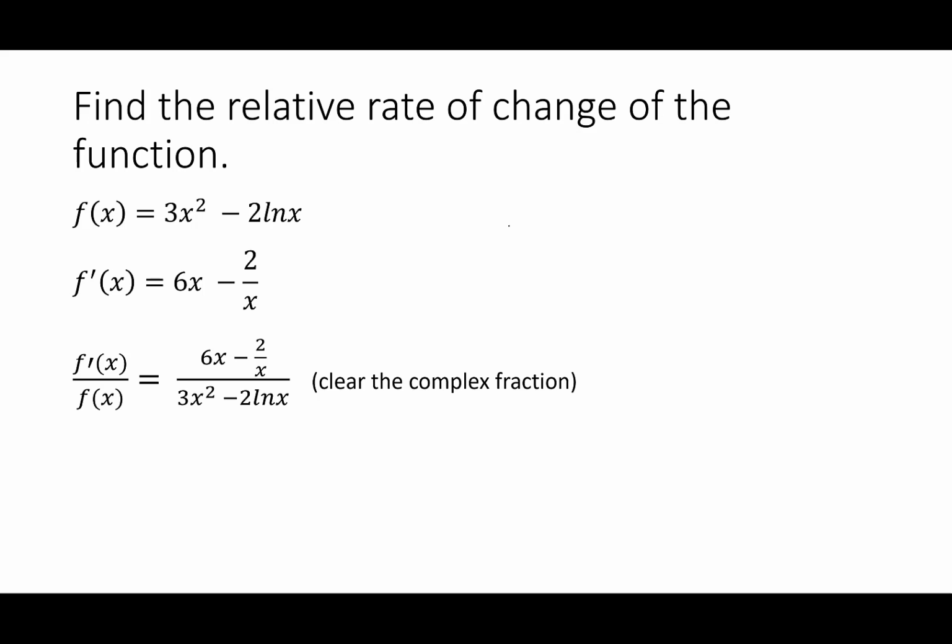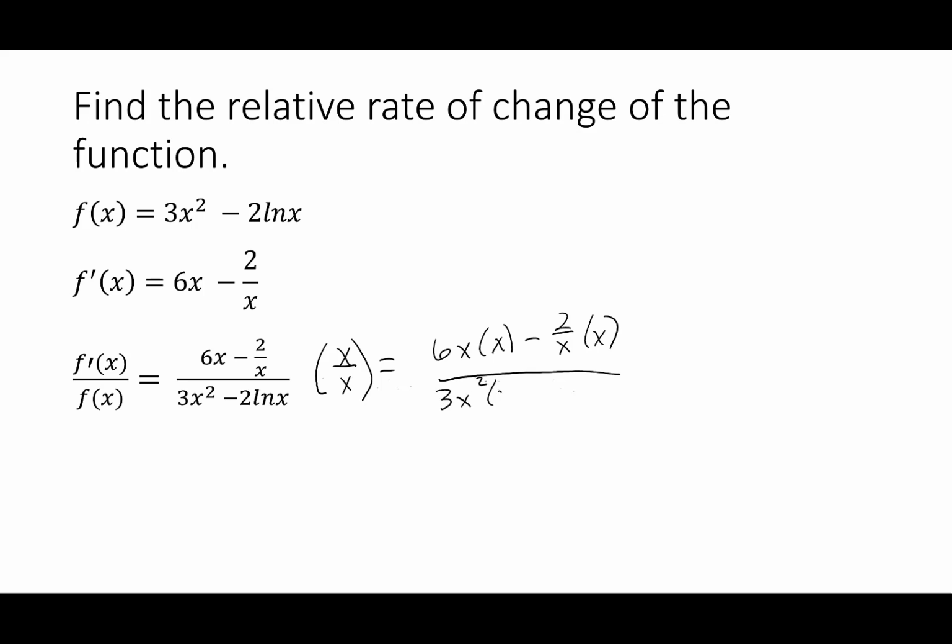So I'm going to multiply everything by x. So this means I'm going x over x. You really want to distribute this, so like 6x times x minus 2 over x times x. This is like the long way, but I think sometimes the long way really helps you see what I'm doing. Okay, so here it is to everything.